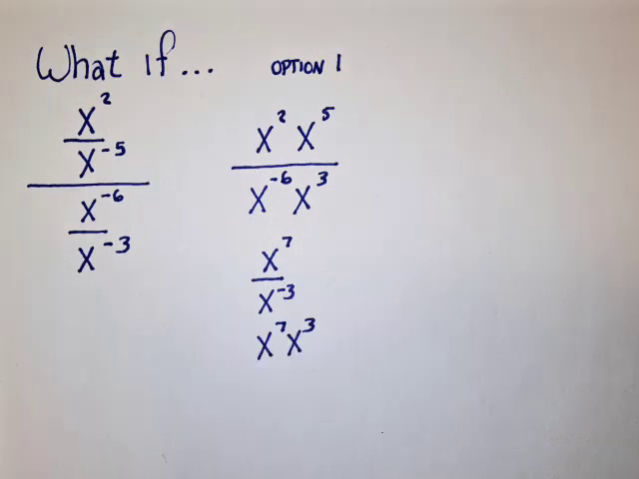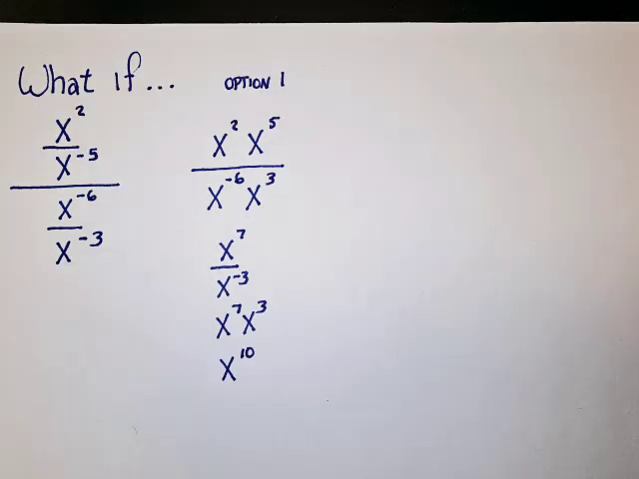I move the x to the negative third up to the top, so I got x to the 7th and x to the 3rd. And because they're on the same level, I can add together the exponents. 7 plus 3 is 10. X to the 10 is the answer.